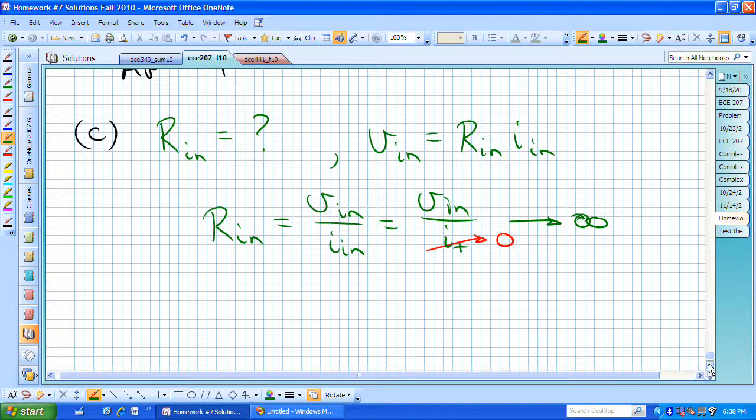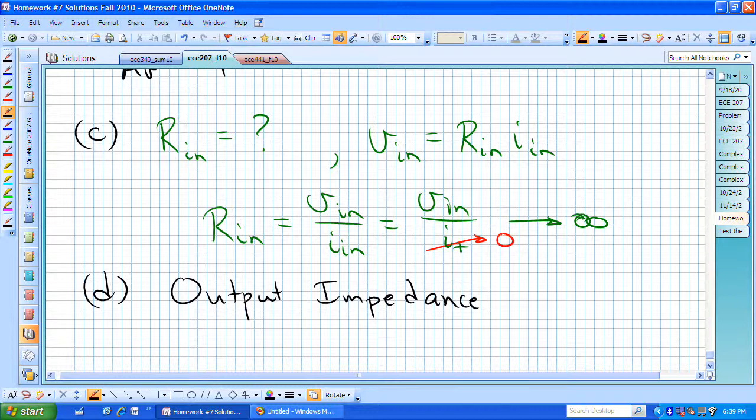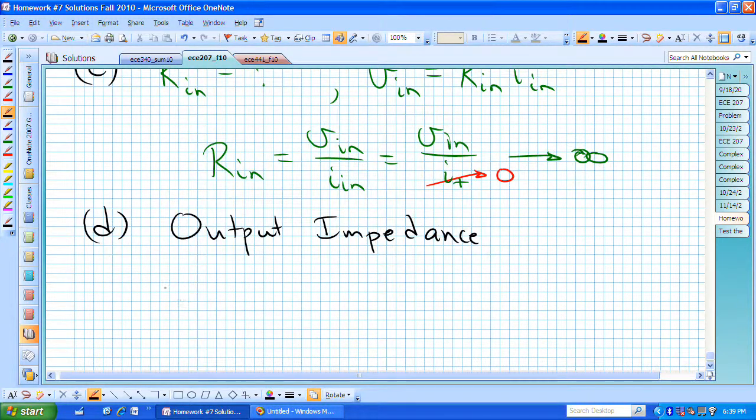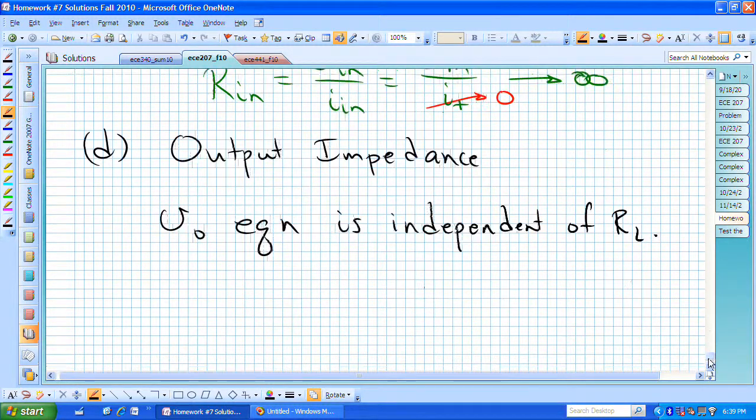We now want to find, in part D, the output impedance of our circuit, which means if we look back into our circuit from the output terminals, back in through where we've labeled V0, what do we actually see as far as an impedance? Another way of looking at that is if we look at the V0 equation that we derived, that equation did not involve this load resistor, or it was independent of R sub L. Because it was independent of R sub L, we can conclude that our output impedance is 0.